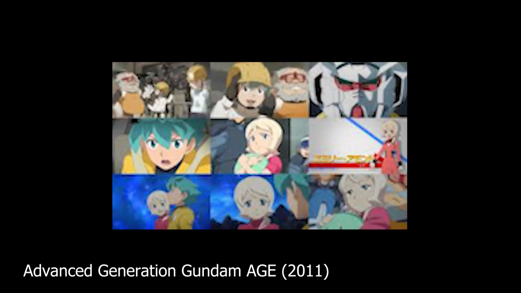Advanced Generation: Gundam AGE, 2011. An epic that spans 100 years. You follow 3 generations of the same family, grandfather, father and son, as they evolve their Gundam to fight an evolving alien threat.